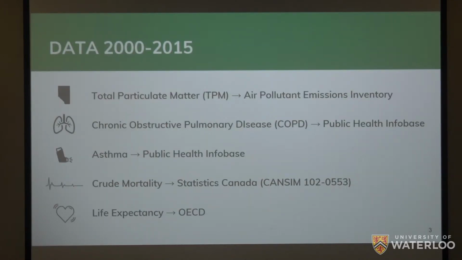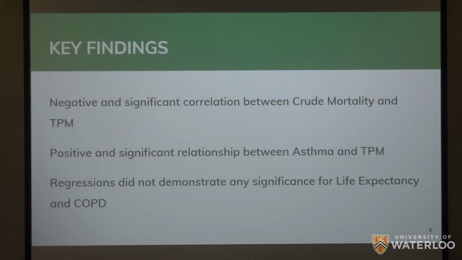We looked at data within the time frame of 2000 to 2015. All data was obtained from different sources demonstrated on this slide. We conducted 4 separate linear models where TPM was the independent variable for all models. The dependent variables were chronic obstructive pulmonary disease, also known as COPD, asthma, crude mortality, and life expectancy. Now, Maruk will be talking to you about the key findings.